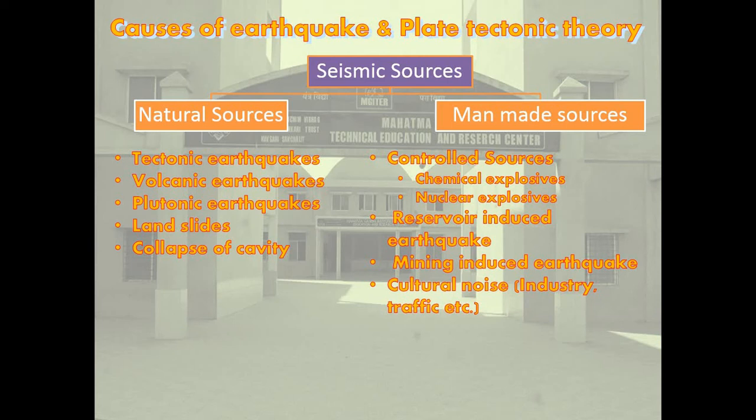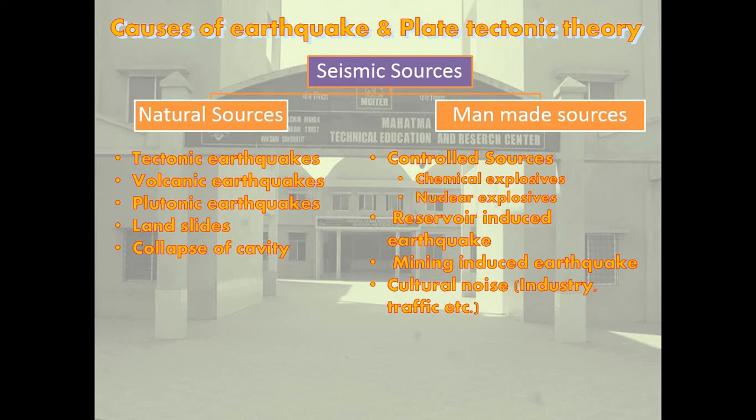Second is volcanic earthquake. Shallow volcanic earthquakes may result from sudden shifting or movement of magma. Third one is plutonic earthquakes. These are caused by deep-seated changes. And in landslides, massive landslides associated with the volcanic activity produce significant ground motion.